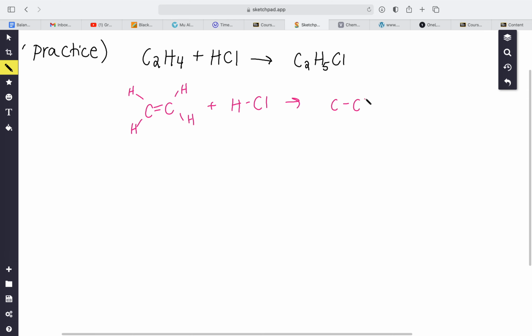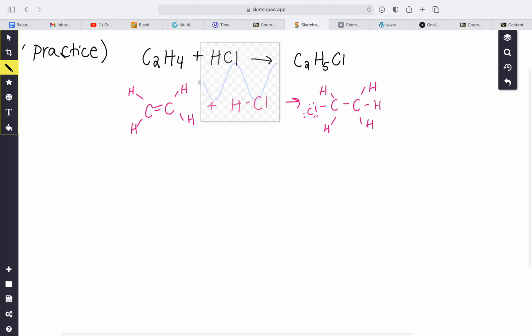Now let's do the carbons: 1, 2, 3, 4, 5, 6. All of the carbons have everything. This will probably have electrons on the outside, because that's what chlorine does. All right, so let's talk about which bonds are made and which bonds are broken.